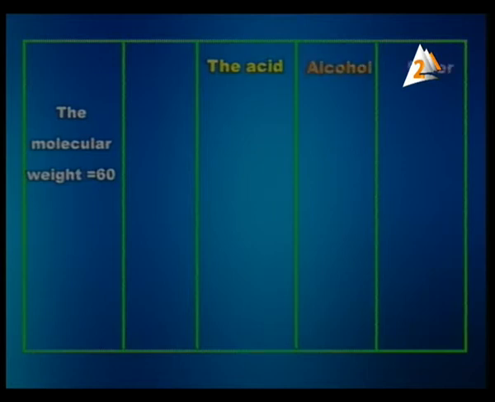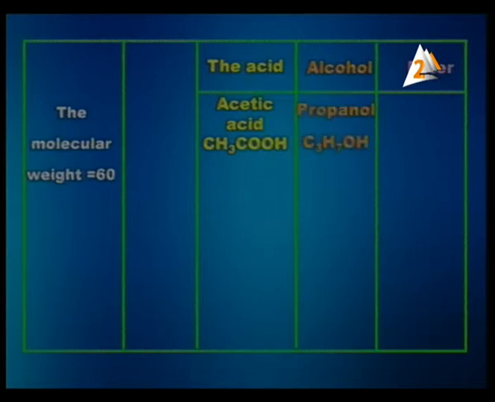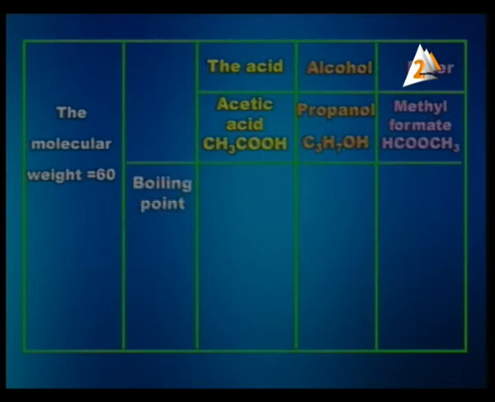At the same time, look at this table. In this table you have the molecular weight, equal to 60. You have here acid, here alcohol, and here ester. This is a difficult one. Look at this: for the first, you have acetic acid, CH3COOH. Alcohol, propanol, C3H7OH. Ester now, methyl formate, HCOOCH3.